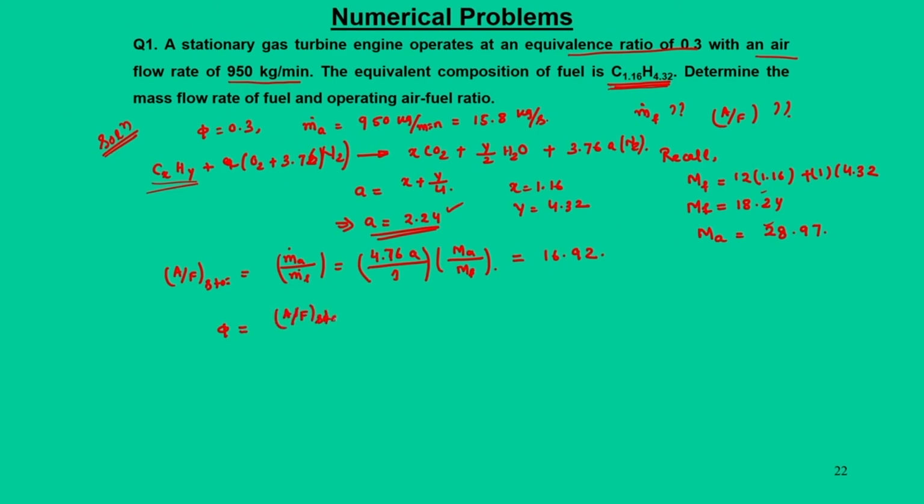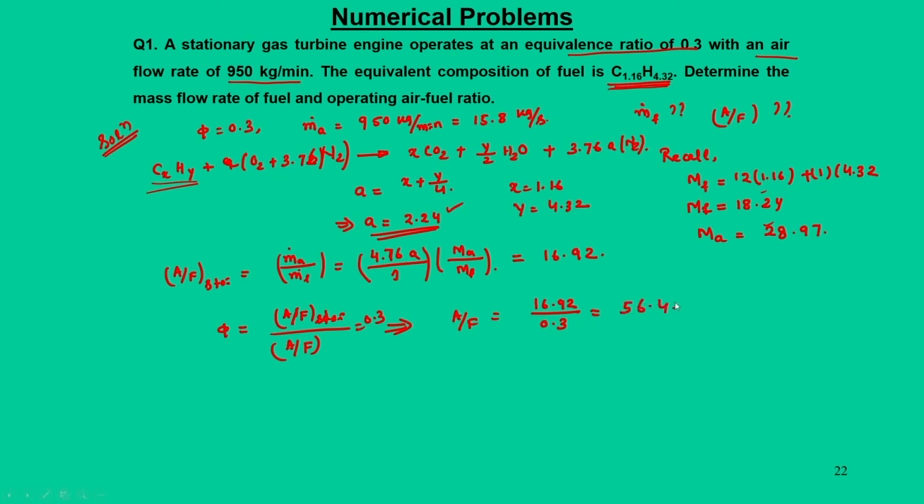And we know phi is A by F stoichiometric divided by A by F actual. Since phi is 0.3, the actual A by F would be 16.92 divided by 0.3, and that number is 56.4.